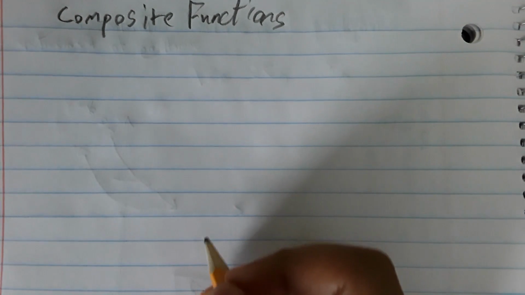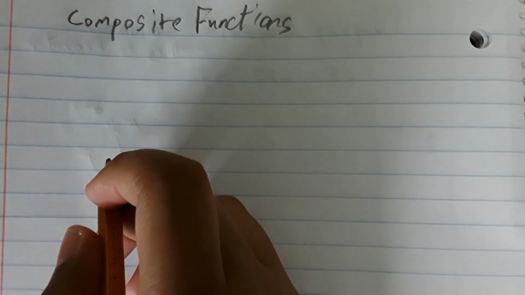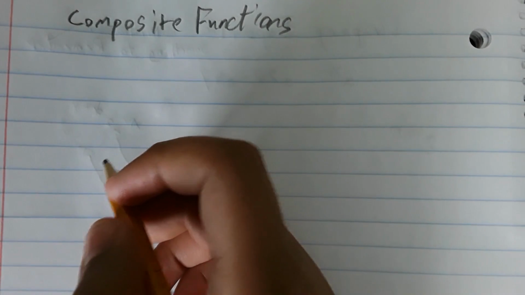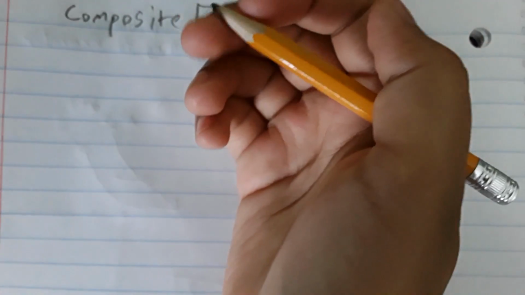Composite functions. So, what are composite functions? Well, a composite function is made up of multiple functions using each other in a specific order. Does it make sense? Well, let's do an example.